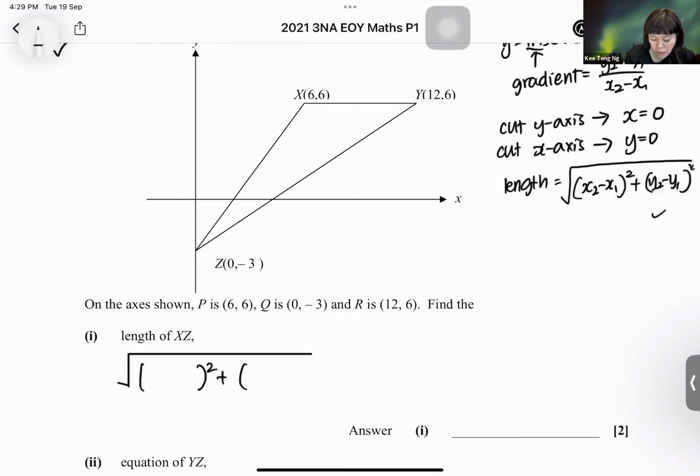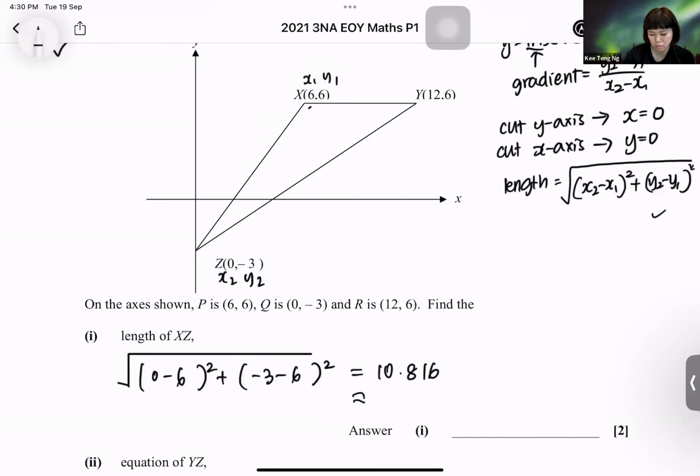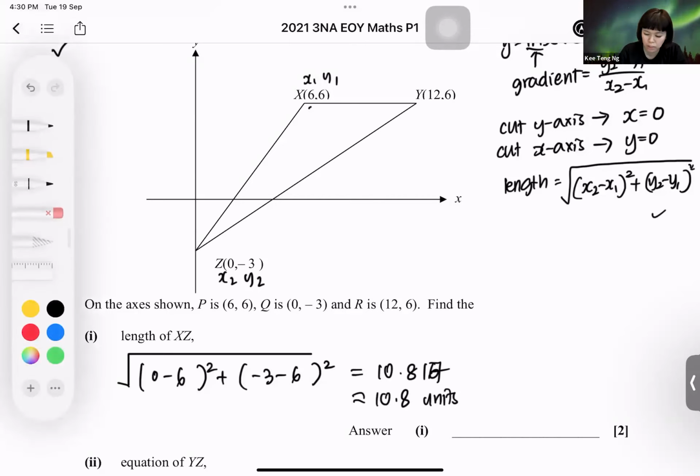Something square plus something square. Exact. Oh, x is here. x1, y1, x2, y2. y2 minus y1, if you write it this way also can. -3 minus 6, x2 minus x1, 0 minus 6, then you square them, put them together. Okay, so this is my answer, what I managed to calculate.